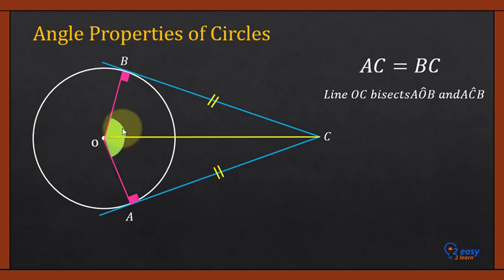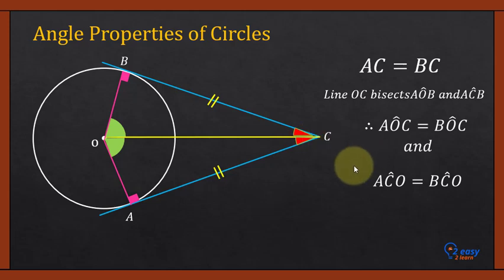Both angles are equal. If it is 60 degrees, then this is also 60 degrees. So AOC is equal to BOC. Similarly, this angle BCO is also equal to ACO, these two red angles. So both angles are also equal. If it is 25 degrees, it will also be 25 degrees.